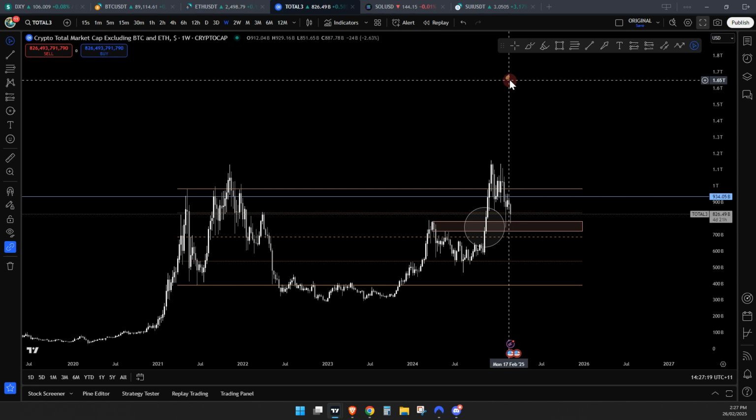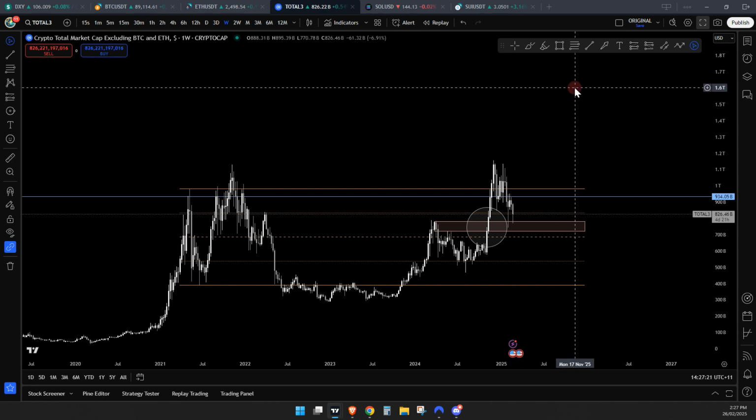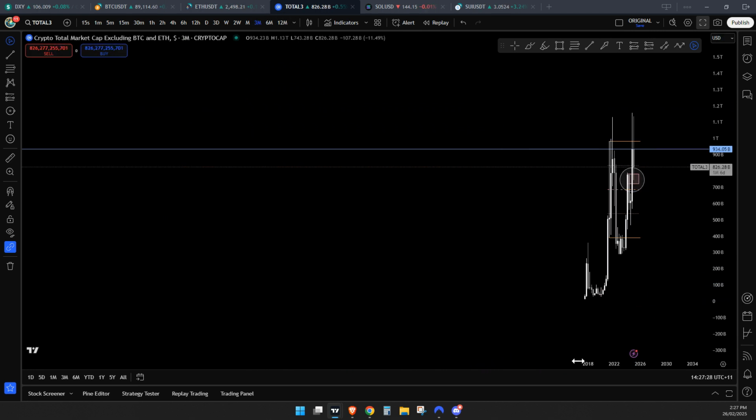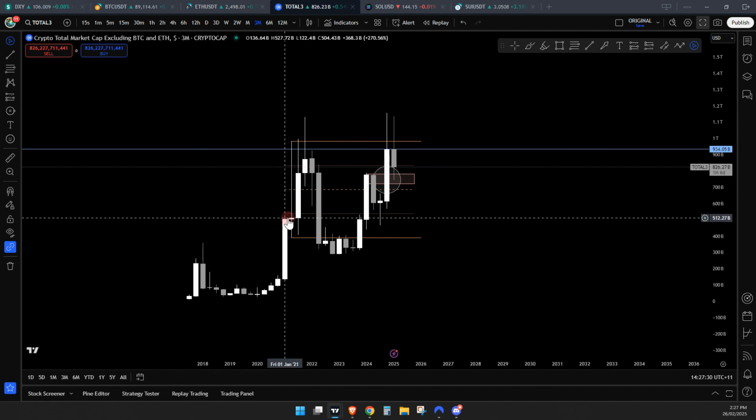I was meant to delete that. When I have stuff on my charts, it does my head in. I have to take it out. Yeah, so Total 3, we've got a quarterly range once again. I love my quarterly ranges. One candle being this one.